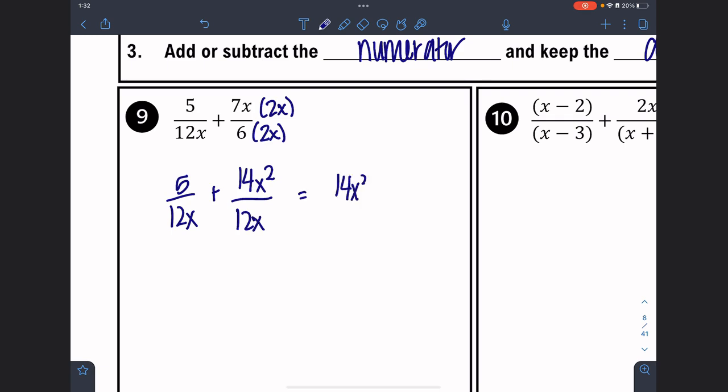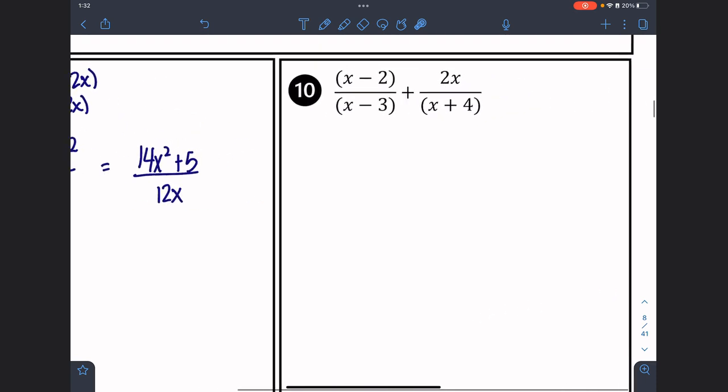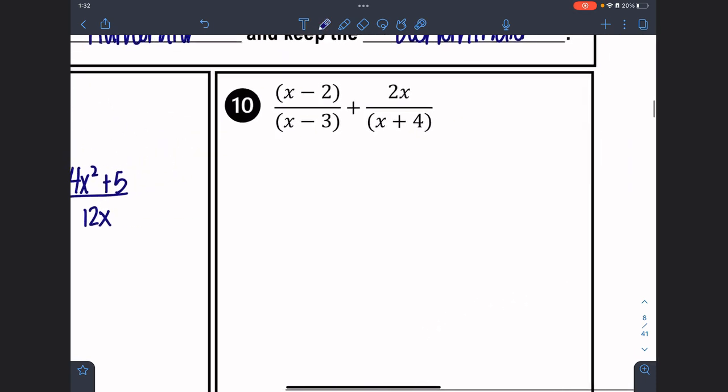So I'm going to write my answer in standard form, though, highest degree to lowest degree. And at this point, we check for factorability. I can't factor anything, right? 14 and 5 don't go into each other. I don't have an x in every term. We're good to move on to the next one.